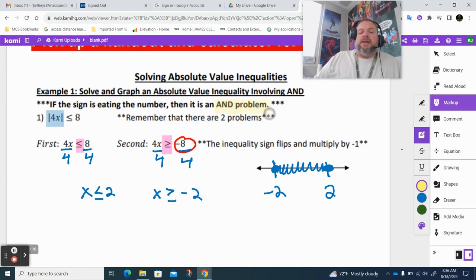It's an and problem, like yesterday. And if the sign is eating the number, then it's an and problem. See how the inequality sign is eating the number? Or as we found out, somebody in our student audience loves sharks, the shark is eating the number.